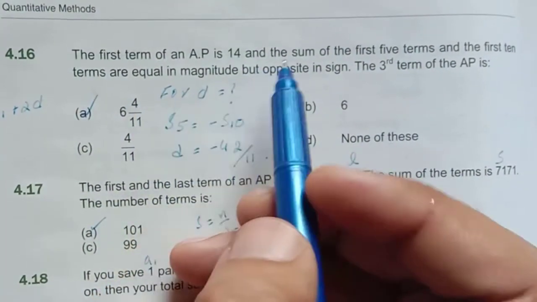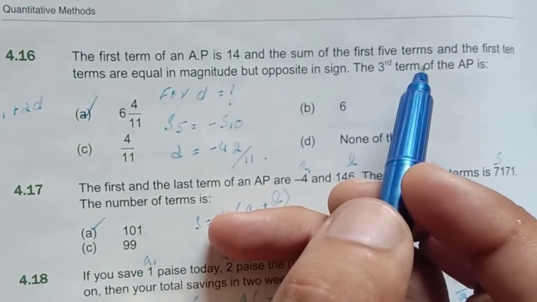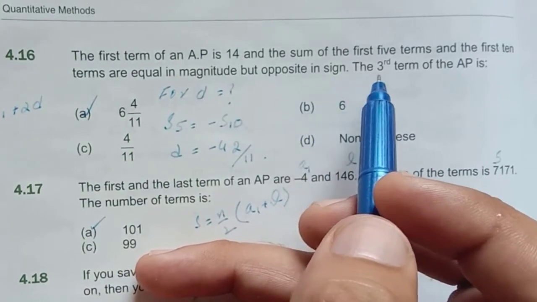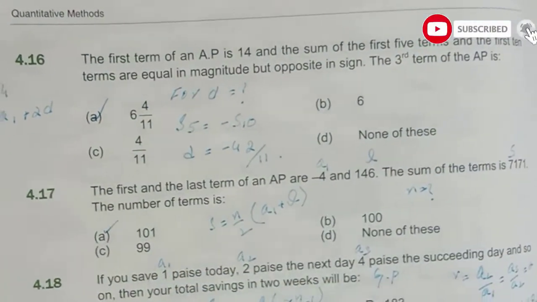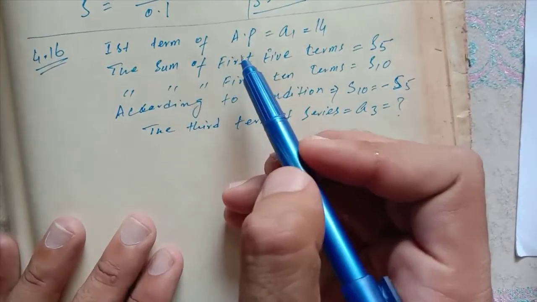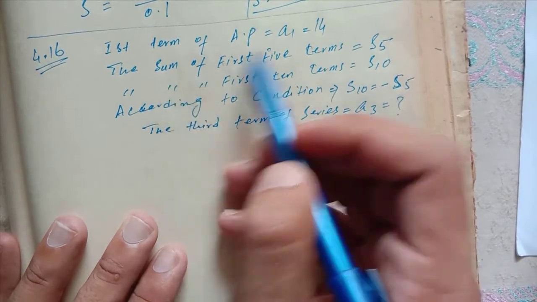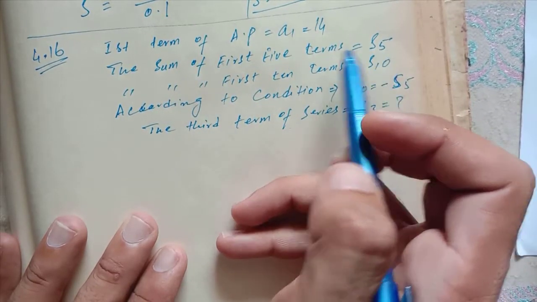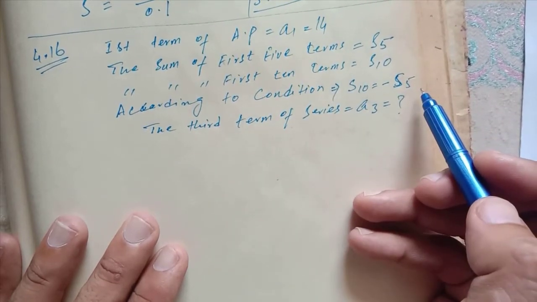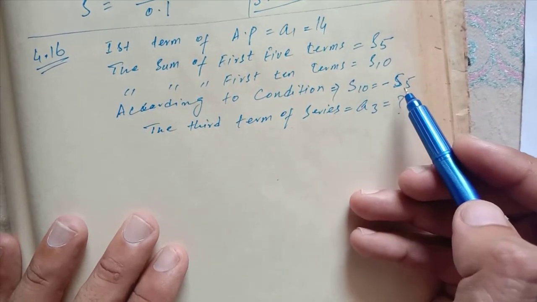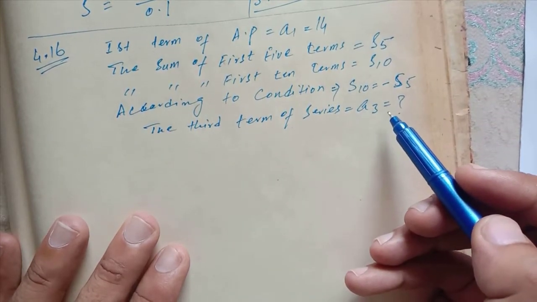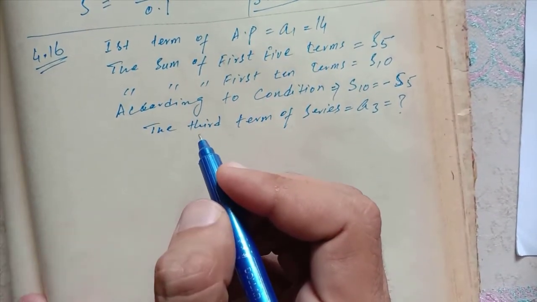4.16. The first term of an arithmetic progression is 14. The sum of first 5 terms and the first 10 terms are equal in magnitude but opposite in sign. The third term of the arithmetic progression is. So first term of the arithmetic progression equal to A1 equal to 14. The sum of first 5 terms is S5. The sum of first 10 terms is S10. According to condition, S10 equal to minus S5 because equal in magnitude and opposite in sign. The third term of the series is A3. Find out the third term of the series.